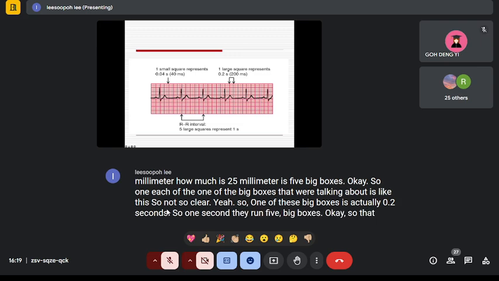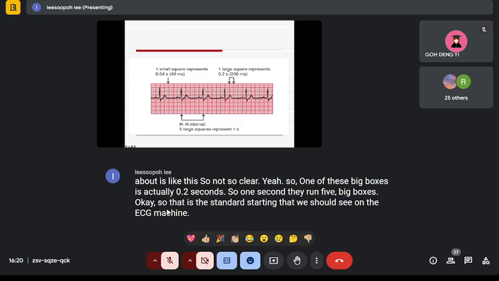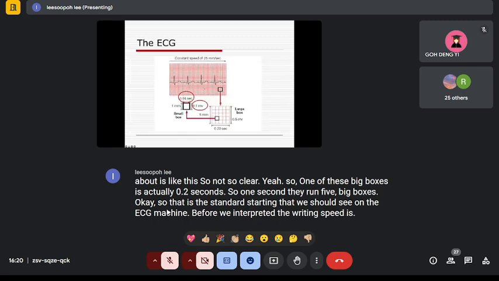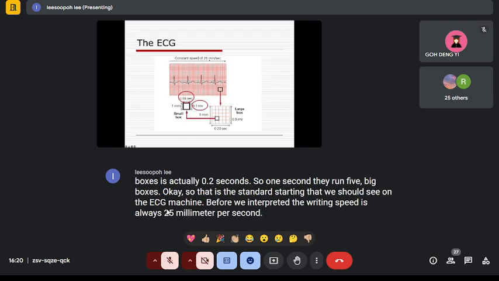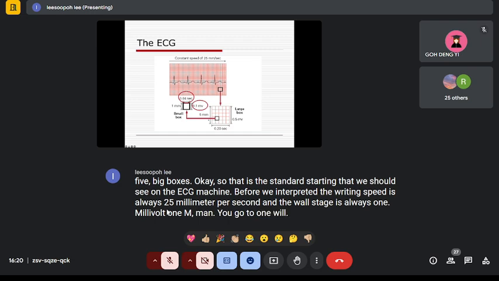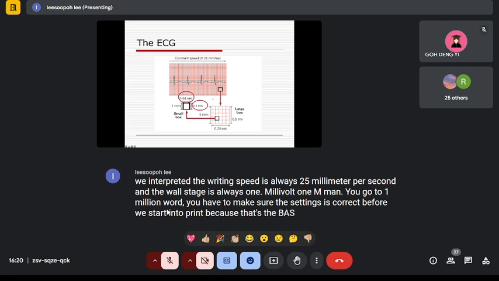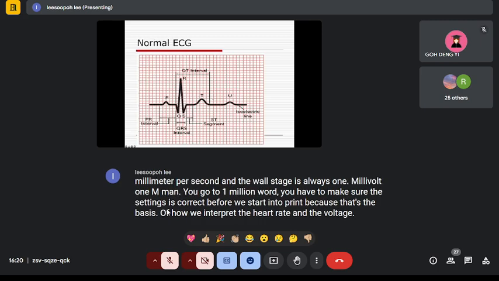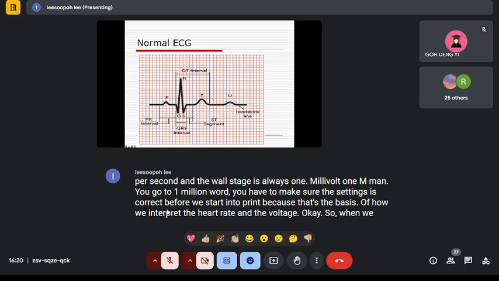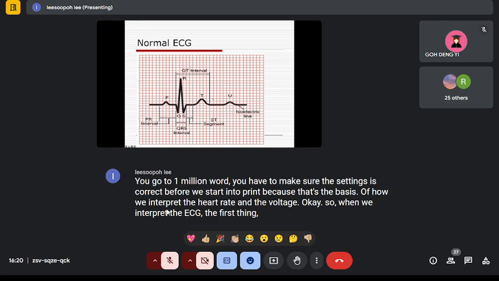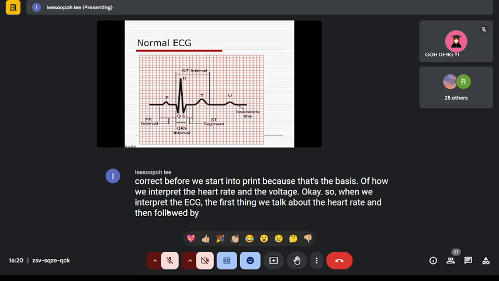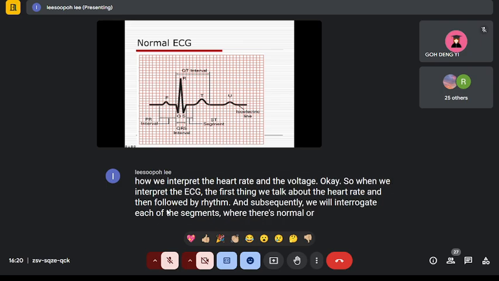That is the standard setting that we should see on the ECG machine before we interpret it. The writing speed is always 25 millimeters per second, and the voltage is always 1 millivolt: 1 mm equals 1 millivolt. We have to make sure the setting is correct before we start to interpret, because that's the basis of how we interpret the heart rate and the voltage. When we interpret the ECG, the first thing is the heart rate, followed by rhythm, and then we interrogate each of the segments to see whether it's normal or not.